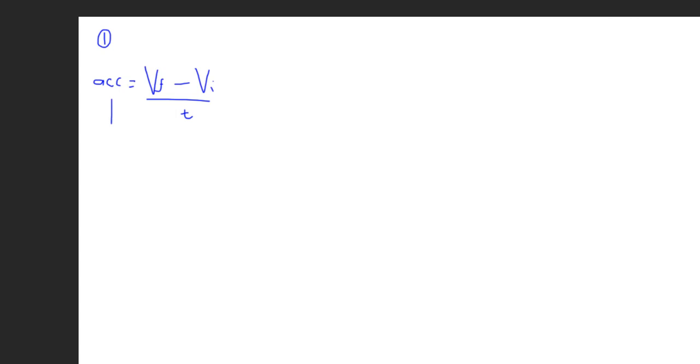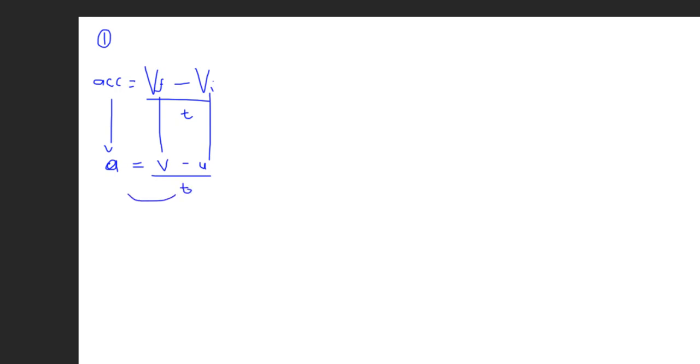So we change acceleration, the ACC there, into a. We're just changing the variable, we're not doing anything else. And the final velocity, we're going to change into v. Initial velocity, we're going to change into u. And for the time, we're just going to put t, because it's a very easy variable.